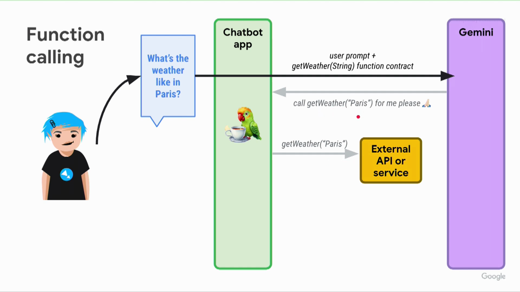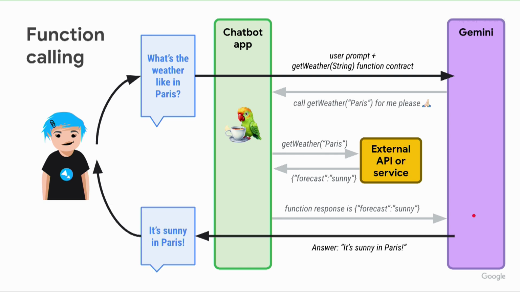So the gray stuff is stuff that is not seen by the end user. So it's an ongoing discussion between your app in Langchain4j and Gemini, or the model that you use. You get the weather, you call an external API service, and it says, okay, the forecast is sunny. And then the app is going to send back, hey, I got this response for this request. And now the model knows, oh yeah, it's sunny in Paris, so it can reply, it's sunny in Paris.